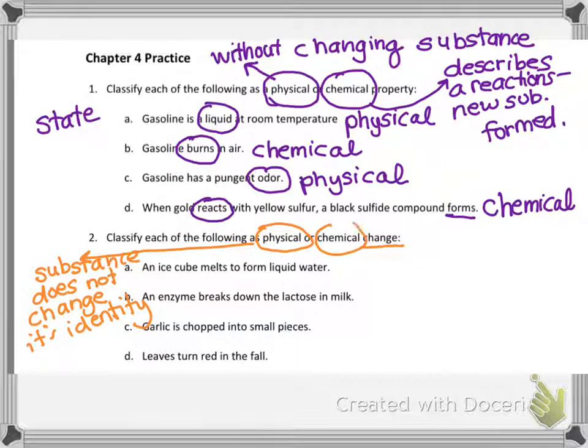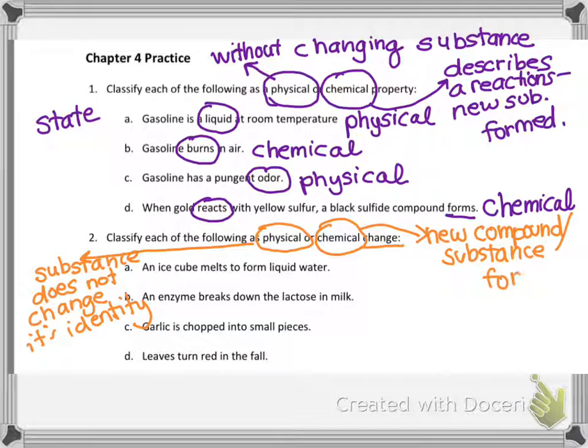And a chemical change again is associated with a reaction. So this is going to describe something where a new compound or a new substance is formed. So again, when I'm trying to answer the question, if something's describing a physical or chemical change, I'm going to ask myself, is something new formed or not? So letter A, an ice cube melts to form liquid water. One of the most common physical changes are changes in state.